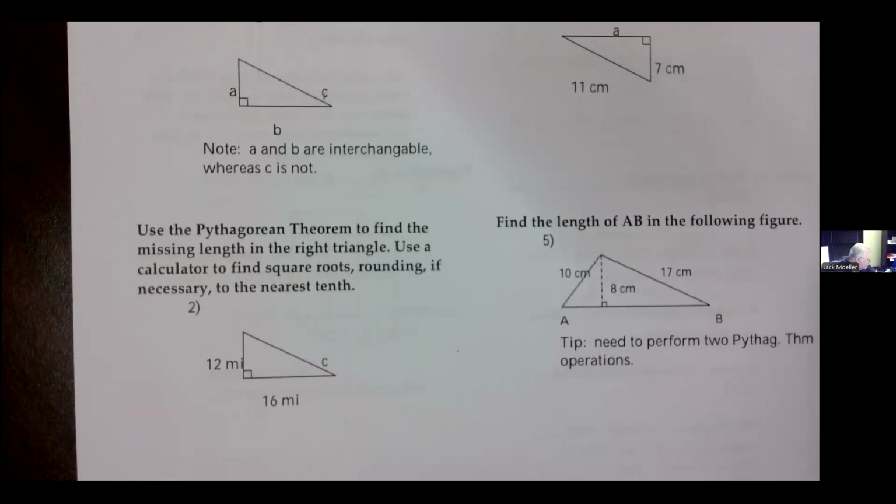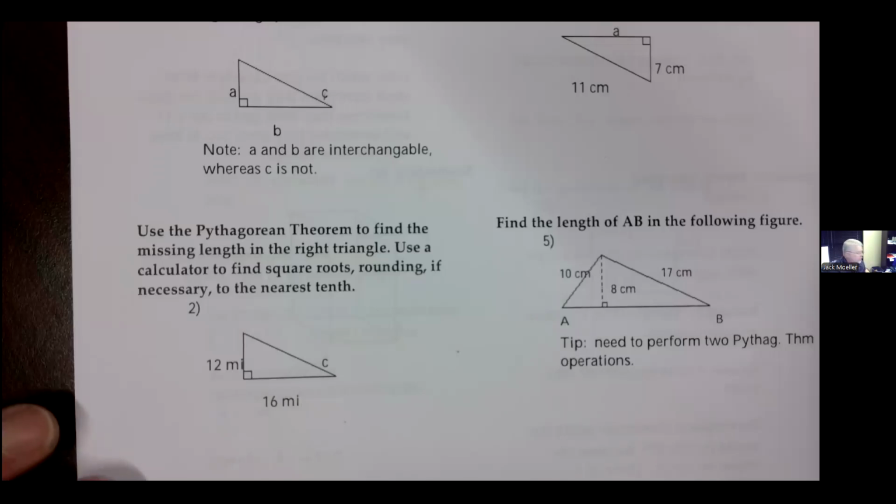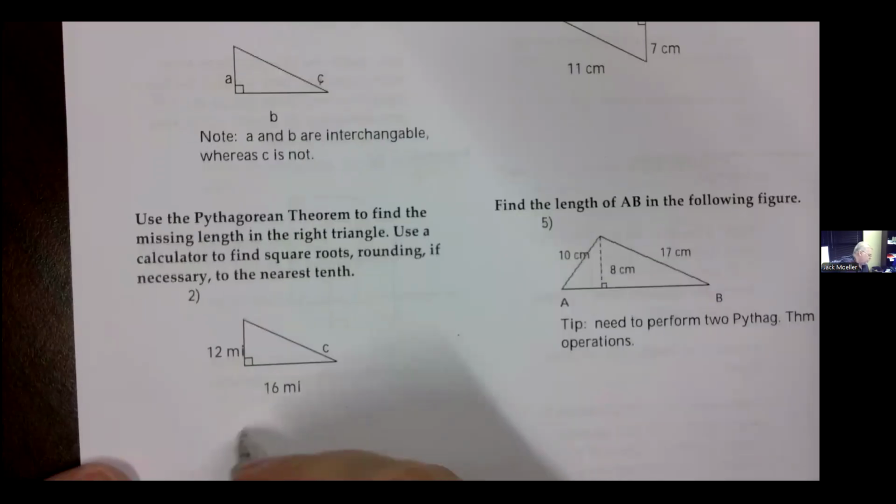All right, so use the Pythagorean theorem to find the missing length in the right triangle. Use a calculator to find square roots. We're going to talk about that. Rounding, if necessary, to the nearest tenth. Okay, so if these numbers are whole numbers, then that's great. If they're not, then we have to make sure on the calculator we can get the decimal answer and it has to be right. So how do we use the Pythagorean theorem?